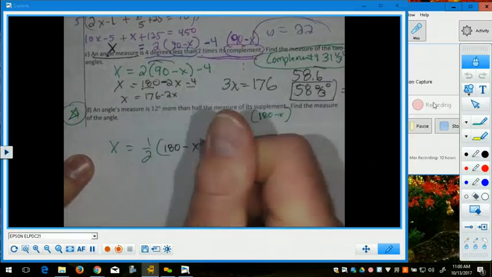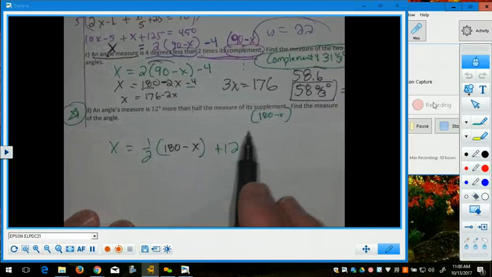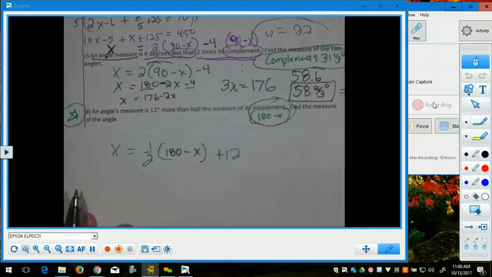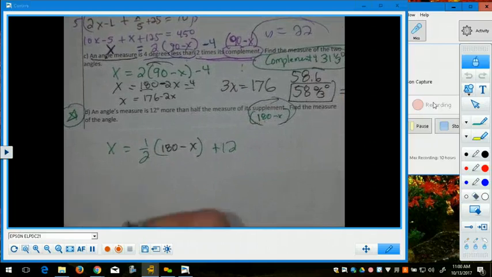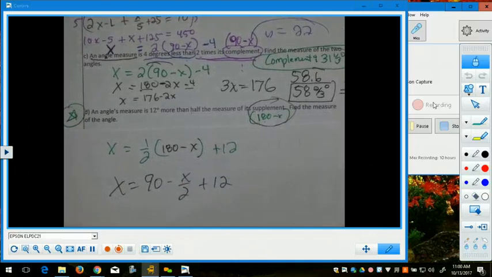This is the traditional way to set up the problem. There are other ways to do this problem. There's actually 2 other ways that I know of to do this. So if you're struggling, if you're like, I'm not going to remember to use that, then you need to see me to see the alternate way. So this is going to be 90 minus x over 2 plus 12 when I distribute the 1/2.